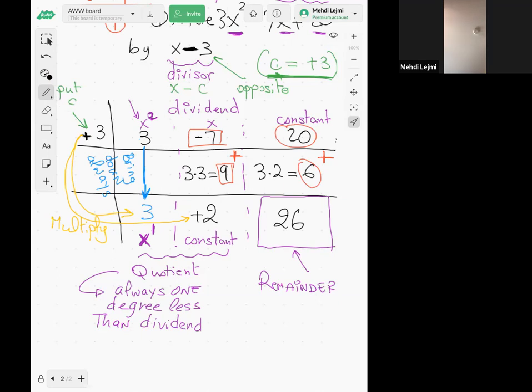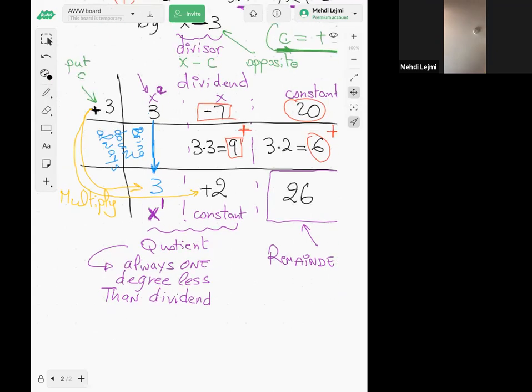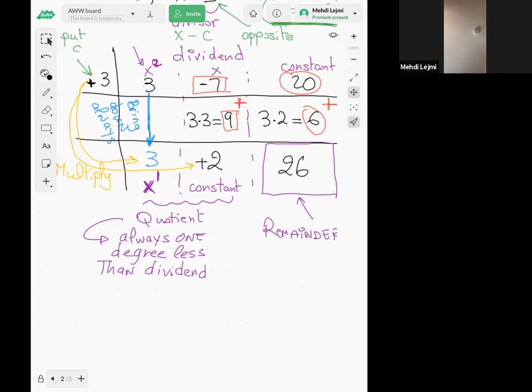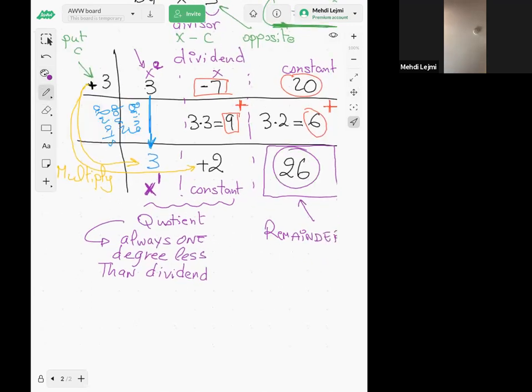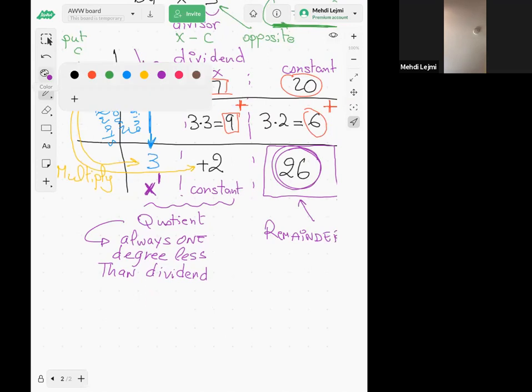Okay. So then, how do we read the answer here? So the remainder, we said that would be the 26. That's the last row, last column. This number here is the remainder, right? So remainder is 26.